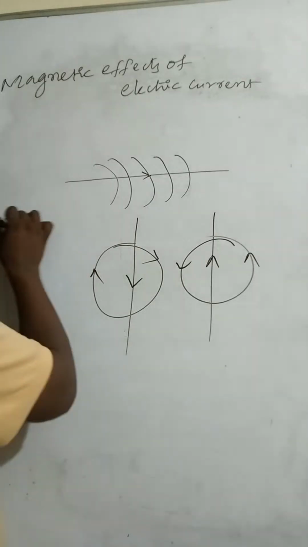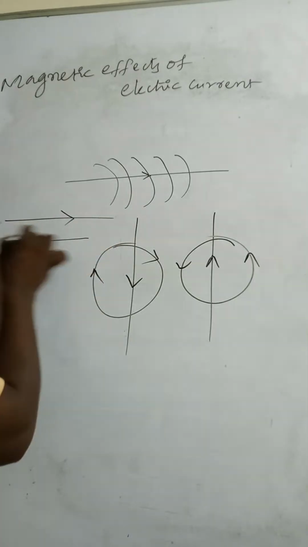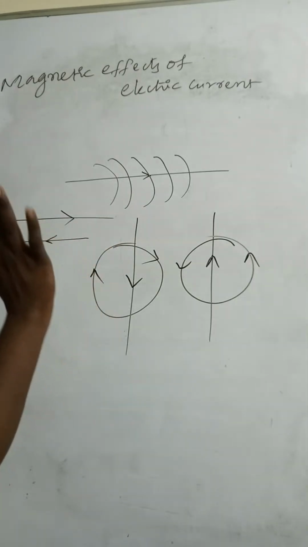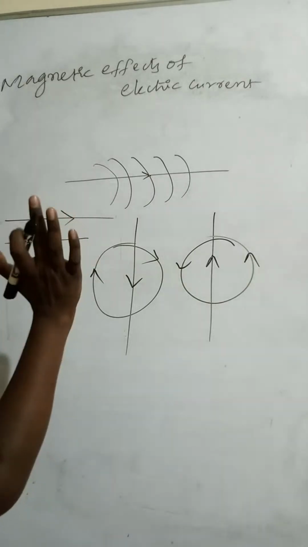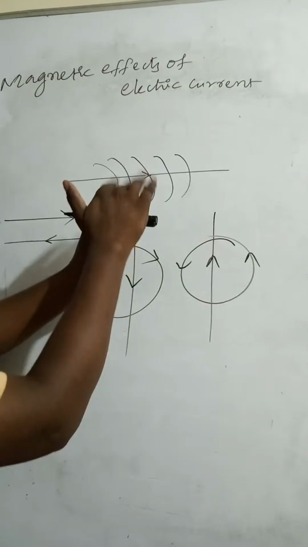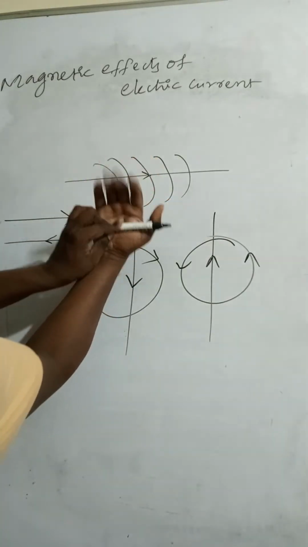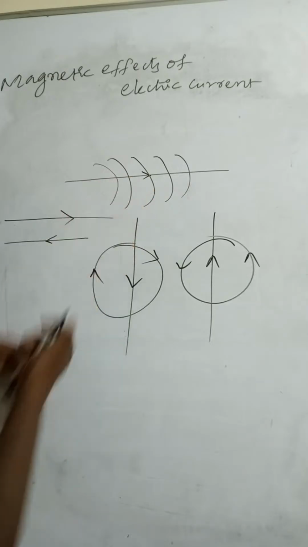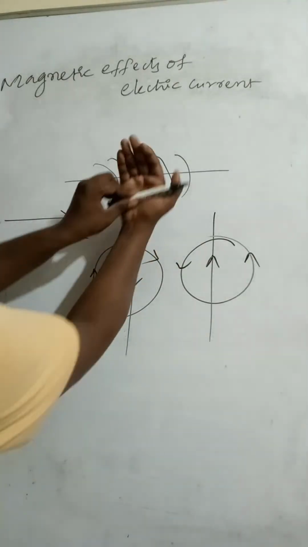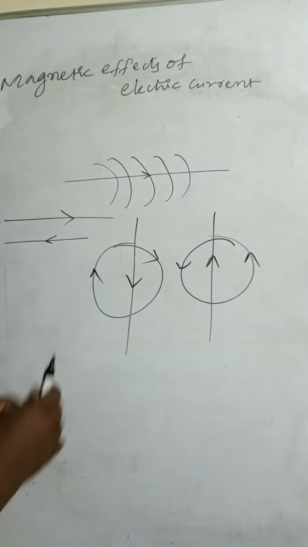If the current is passing like this, the magnetic field will be downward direction. If the current is passing like this, the magnetic field will be upward. So it depends. When the current is passing like this, the magnetic field will be upward direction. If the current is passing in this direction, the magnetic field will be downward direction.